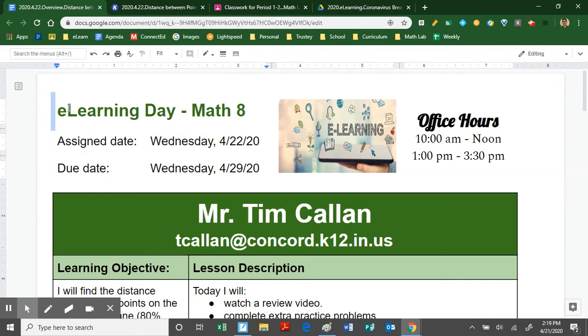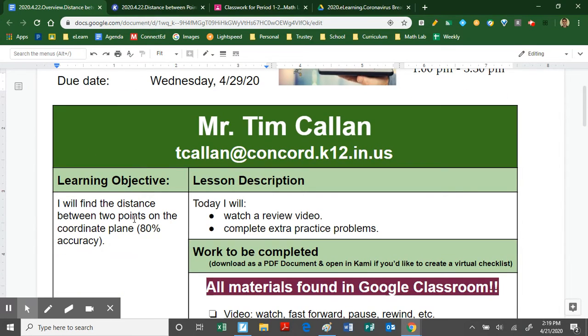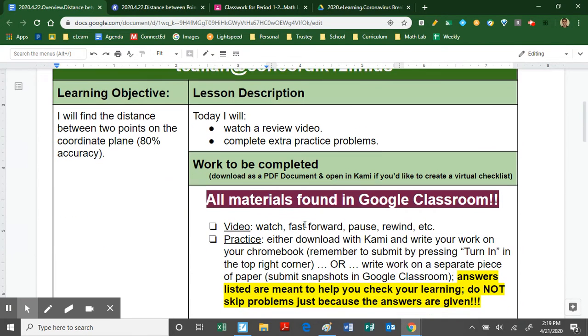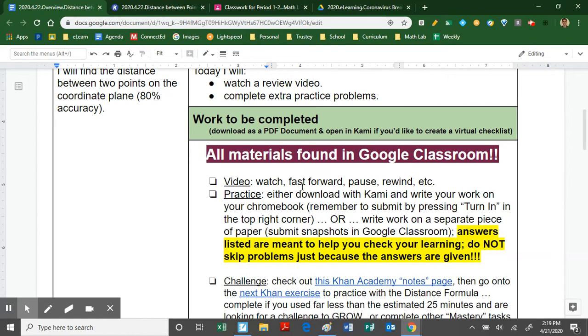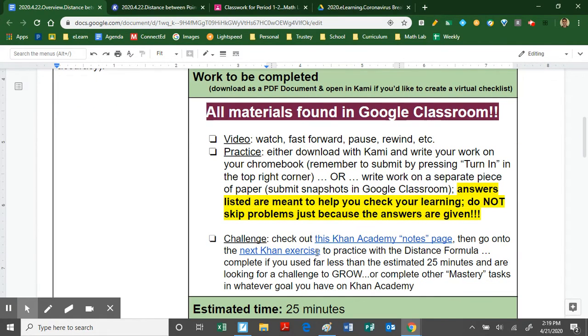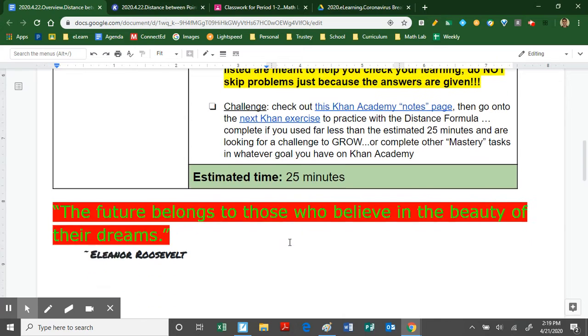Another day of our goal, which is I will find the distance between 2 points on the coordinate plane. Couple things for today. Watch this video, fast forward, rewind, pause, go to some practice or whatever, but that's the second thing, extra practice problems. A reminder that all materials are found in Google Classroom, so please head there. And yes, I do have a challenge activity along these lines for those in need of it. A notes page here from Khan Academy, and then an exercise covering the same material.